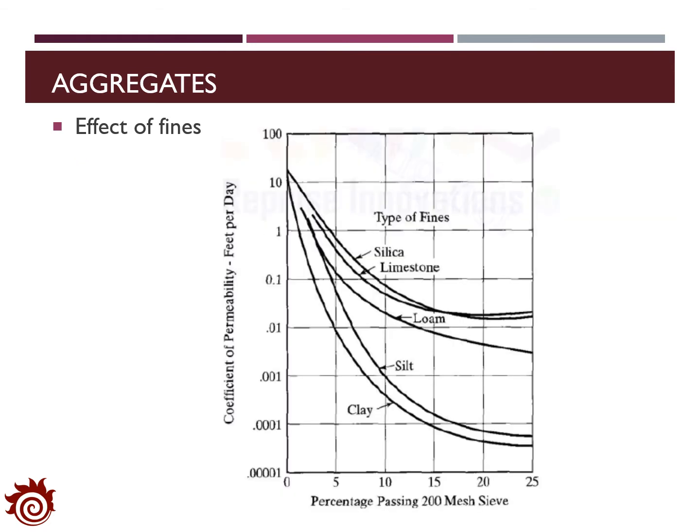In addition, the percentage of the particles passing number 200 sieve can also dramatically reduce the permeability of the aggregates. For example, in this figure, if we increase the percentage of the particles passing number 200 sieve for clay from 0% to 25%, then the permeability will be reduced from 10 to less than 0.0001. This is a very huge reduction about the permeability of the aggregate.